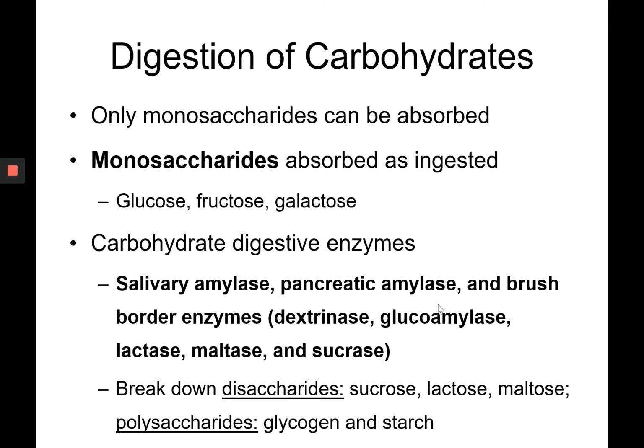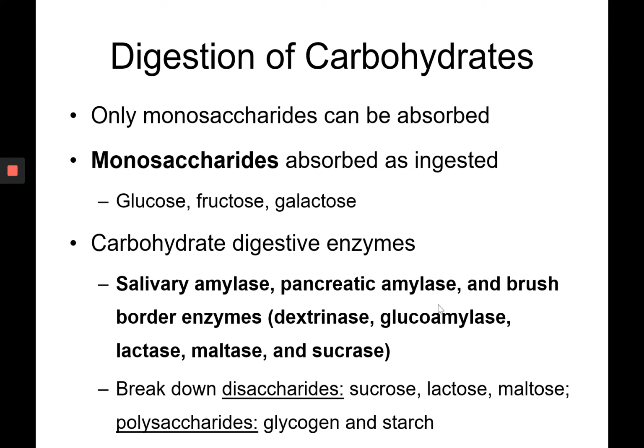The carbohydrate digestive enzymes are listed here. If you see the word amylase, go ahead and assume that it's a carbohydrate breakdown enzyme, for example salivary amylase and pancreatic amylase. But there are other enzymes that don't end with amylase that break down carbohydrates. A lot of them sound like the disaccharides they break down. For example, lactase breaks down lactose, maltase breaks down maltose, and sucrase breaks down sucrose.